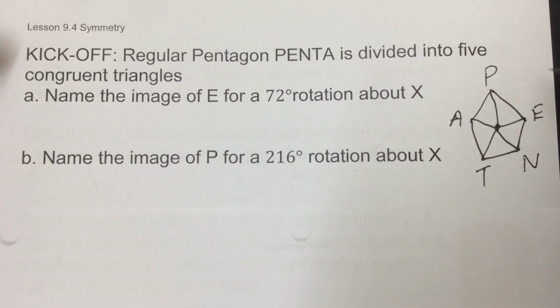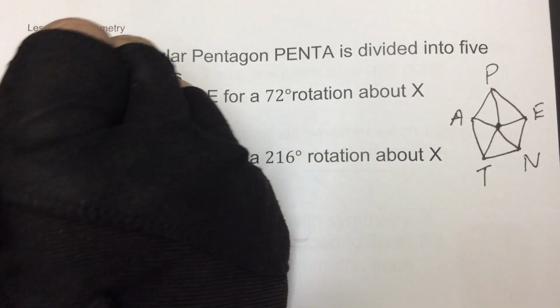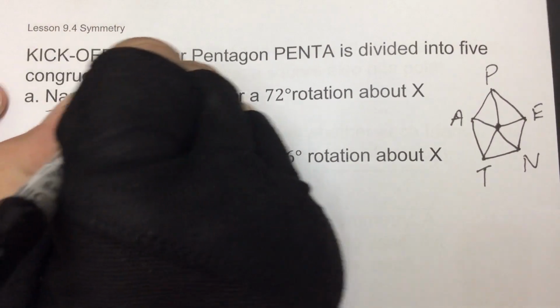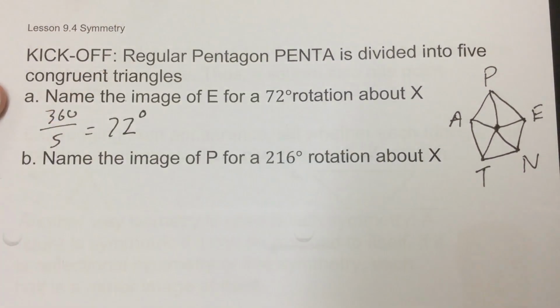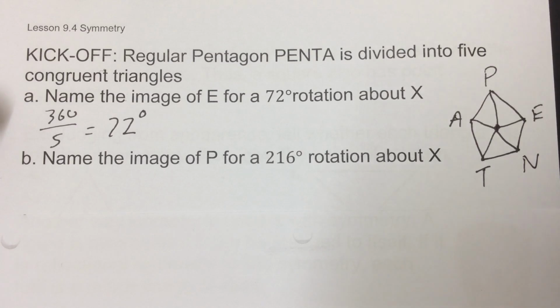So, again, if we think back to 360 is all the way around. So if there's 1, 2, 3, 4, 5 points on a pentagon, we would take 360 divided by 5, and that would be 72 degrees for what the angle is between each of these points. So remember, rotation, we're going counterclockwise.